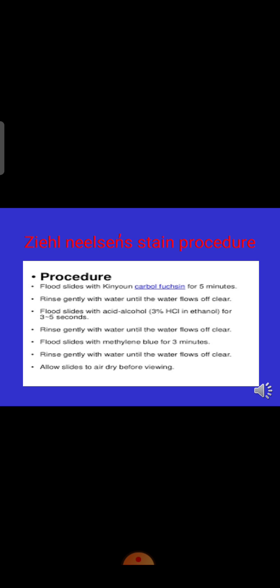Then wash the second stain with water, and after that allow the slide to air dry on filter paper and examine it under the oil immersion. So this is the Kinyoun modification of the Ziehl-Neelsen staining technique. Here we use Kinyoun carbol fuchsin containing phenol instead of heating the slide, and the decolorizing agent is acid alcohol in the form of 3% HCl in ethanol as a modification.